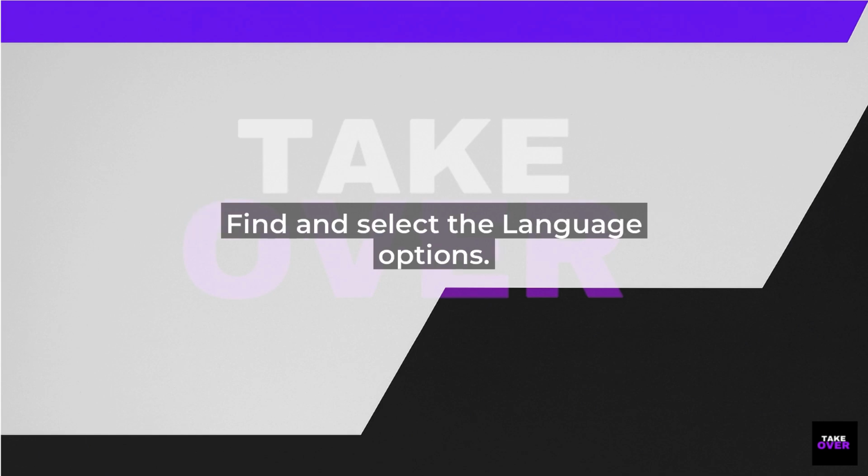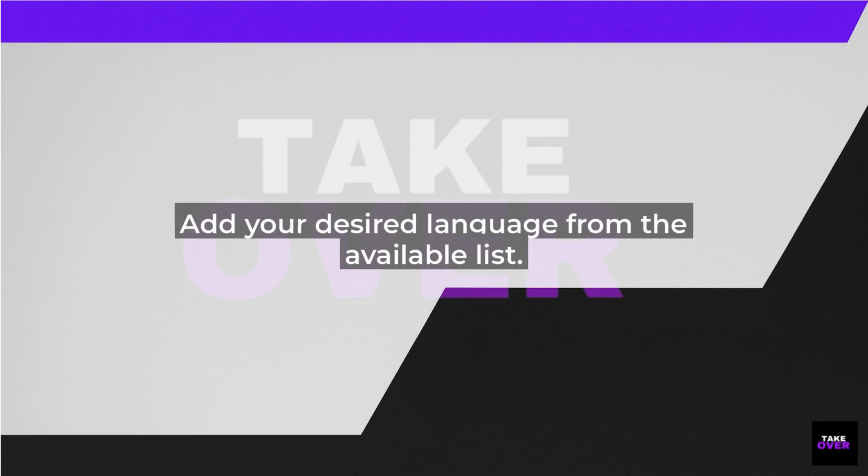Once you're in Settings, scroll down until you find the General section. That's where most of the basic preferences live. Look for the Language subsection. It's usually right there, easy to spot. Click on it, and you'll see a list of currently available languages.